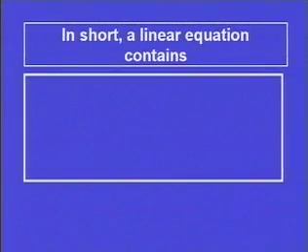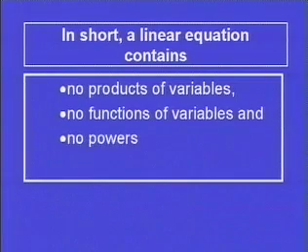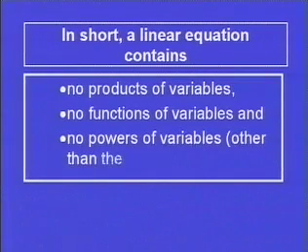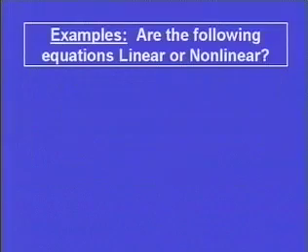In short, a linear equation contains no products of variables, no functions of variables, and no powers of variables other than the first power. If a variable is present, it must only be to the first power, not to the -1 power, the second power, etc. Let's look at some examples next.